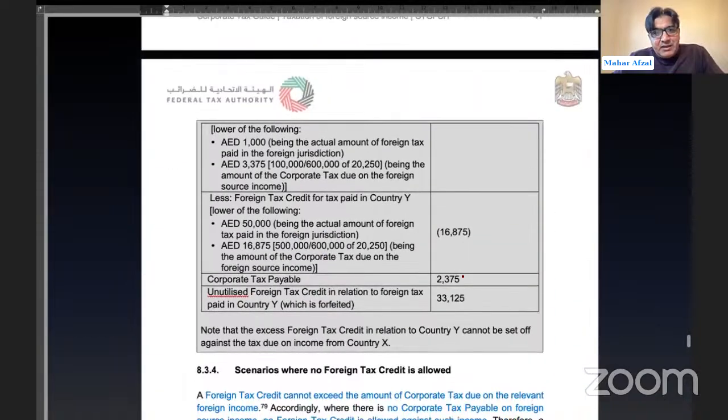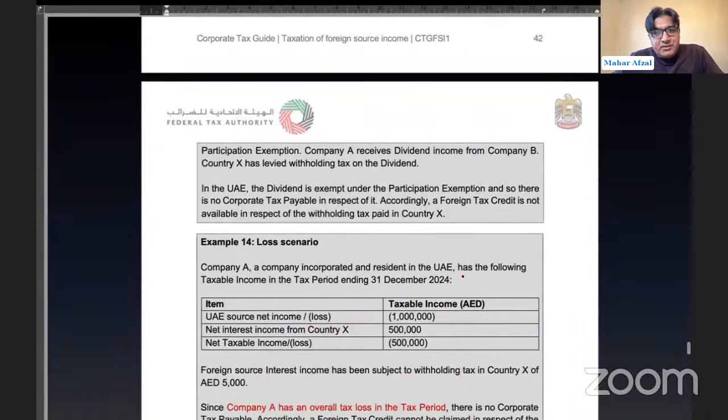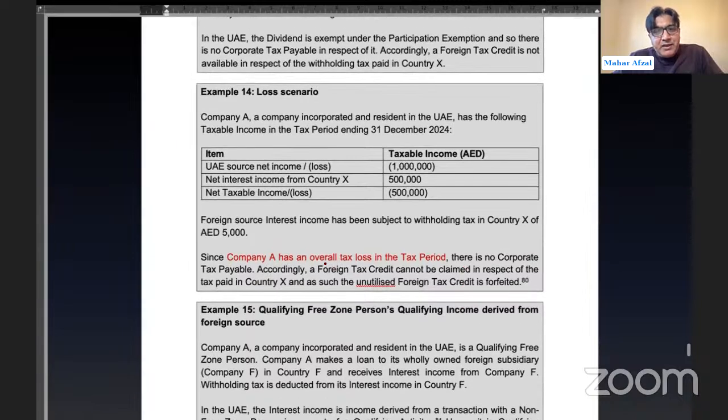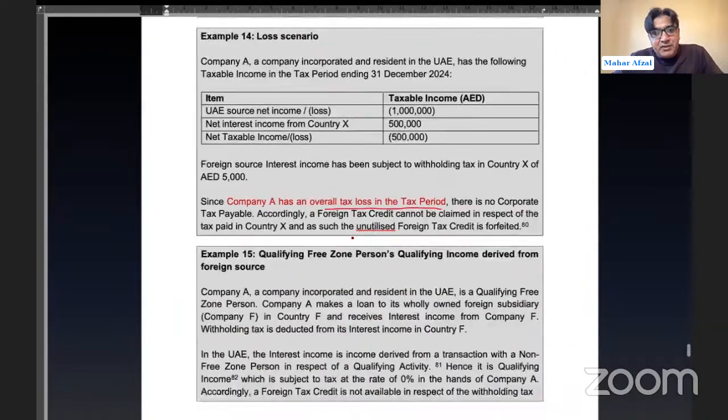This is the same thing they are repeating again and again. You can go through this. If the company has a tax loss on an overall basis, you cannot claim the foreign tax credit. This example is on that.